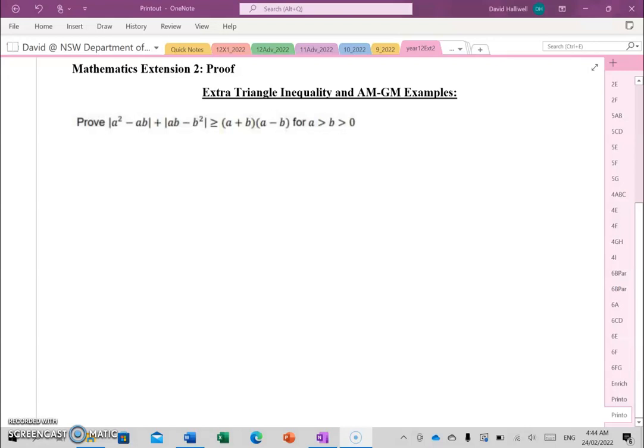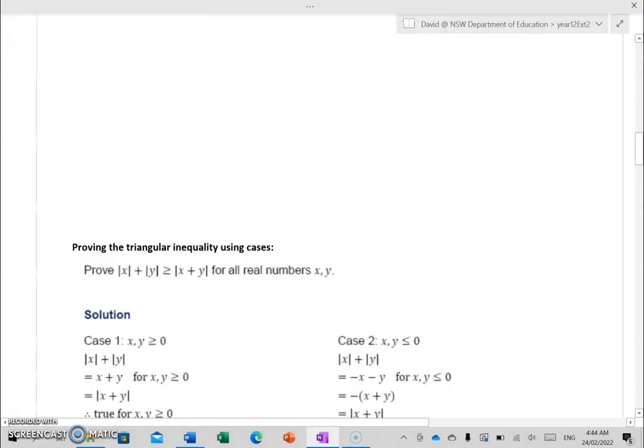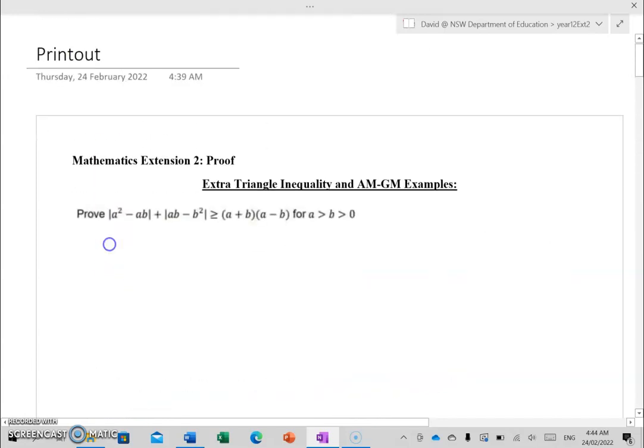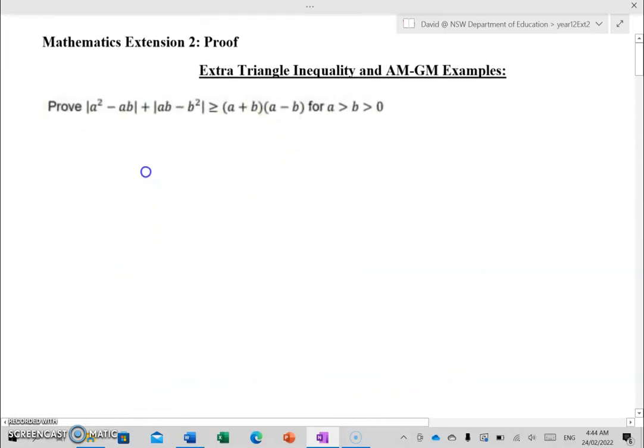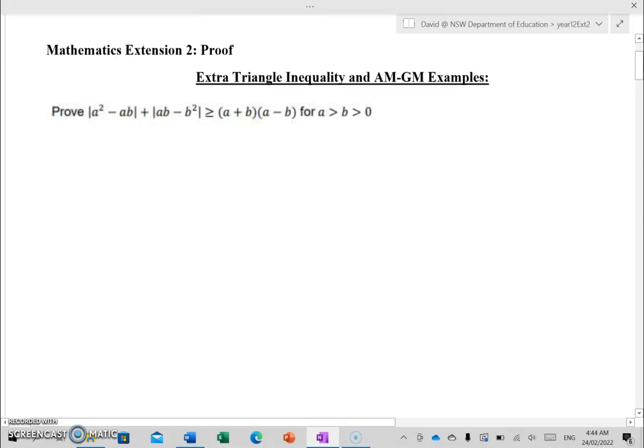So this is just a few extra examples on the triangle inequality and a few extra arithmetic mean, geometric mean examples. Okay, so let's start off here. So first one, prove that.